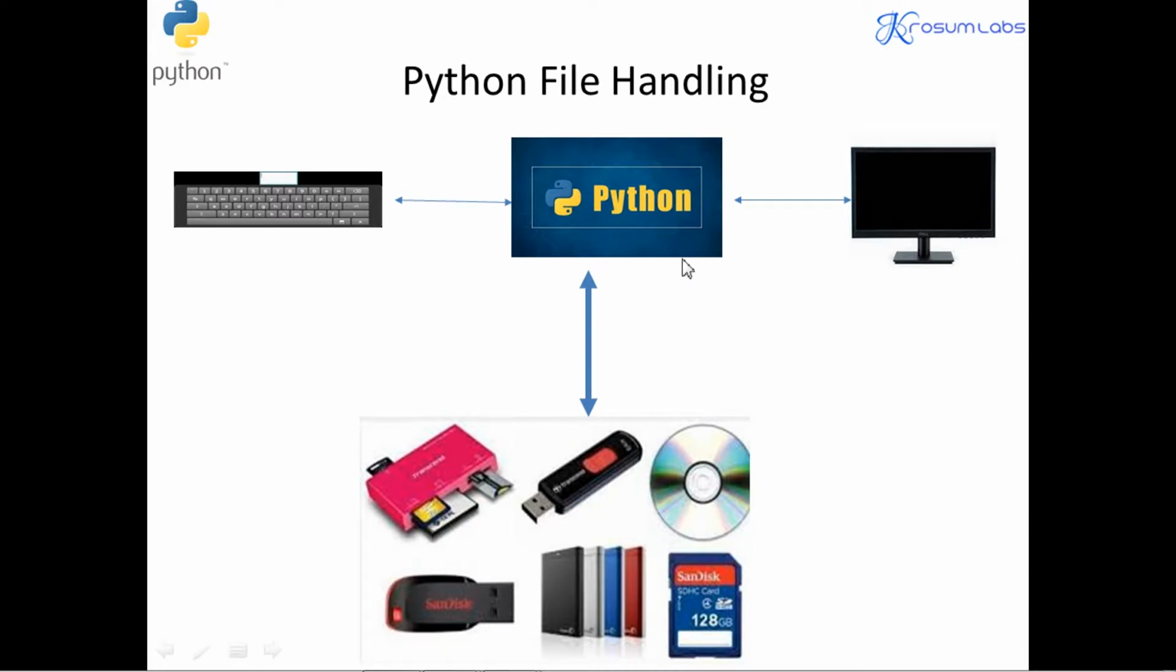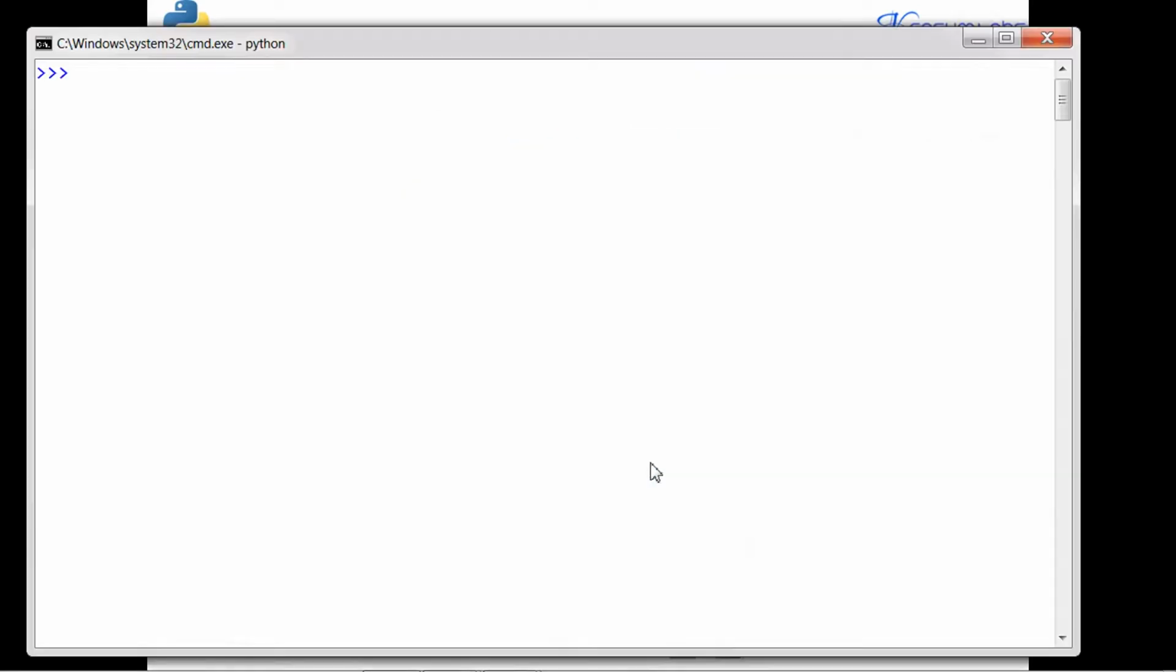If I write a print message, that message is displayed on the monitor. Instead of displaying to the monitor, I want to write it to storage. Any type of file, whether an ASCII file or an image file, we are able to read and write the data to. This file handling in Python, we can write in different ways.